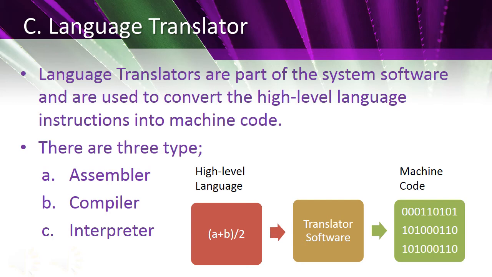Language translators. Language translators are part of system software, and they are used to convert high-level language instructions into machine code. There are three types of language translators: assembler, compiler, and interpreter. We give instructions to the computer using high-level language. They are closer to human languages. But the computer can understand only machine language, which consists of ones and zeros. So the high-level language needs to be converted to machine language to be understood by the computer.